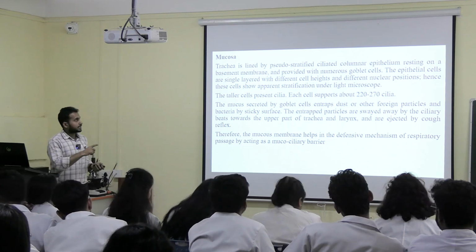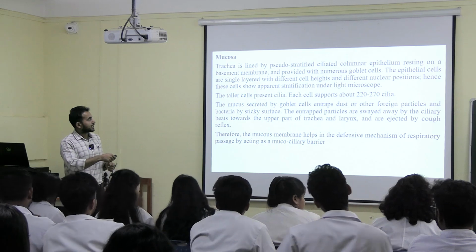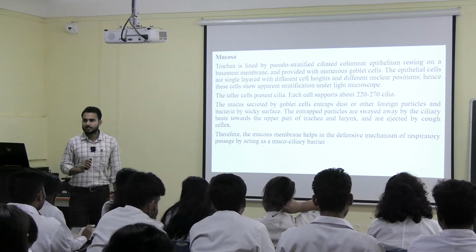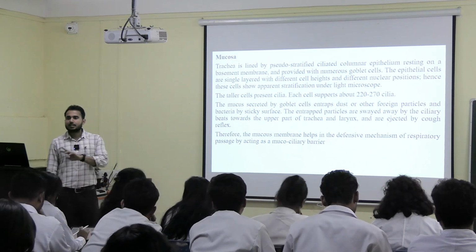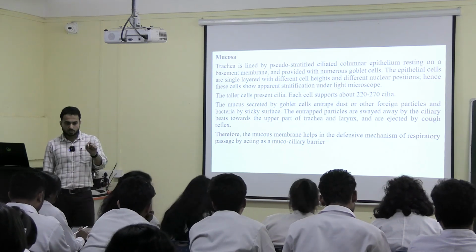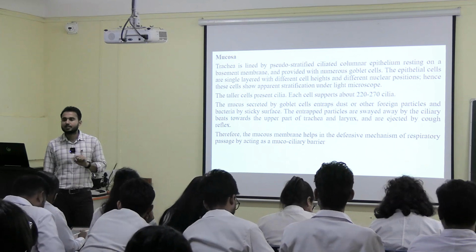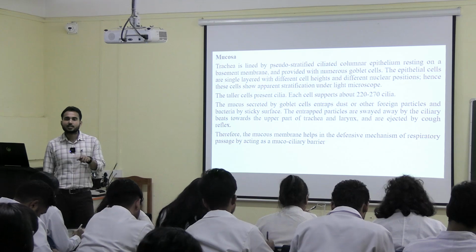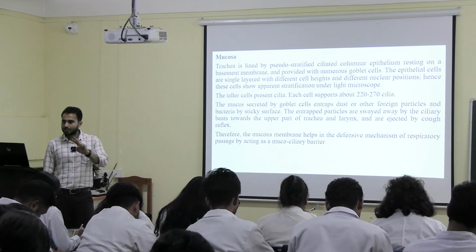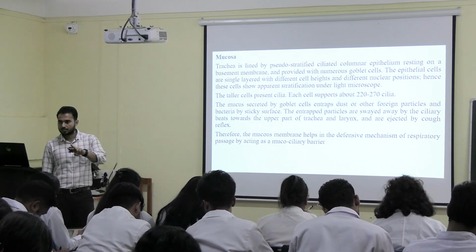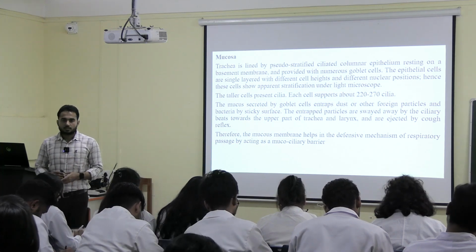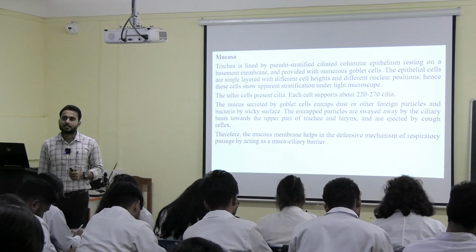Now please note that here I have mentioned that two types of cells are there: the lining epithelium, along with that goblet cells. Next, other types of cells are also there. Please note it down. These are called brush cells and enteroendocrine cells.